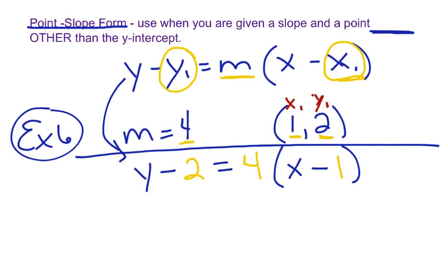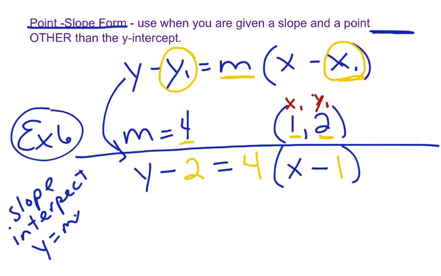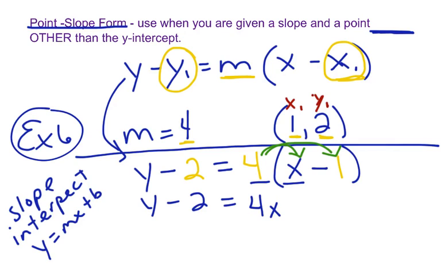Alright, so at this point I have an equation with an x and a y. I just need to simplify now, and I want it to end up in slope-intercept form, that y equals mx plus b. To do that, I need to get this y by itself. So I need to simplify everything I can first. So I am going to distribute this 4. I'm going to bring down my y minus 2 equals 4 times x is 4x. 4 times 1 is 4.